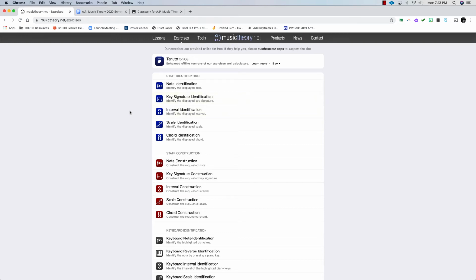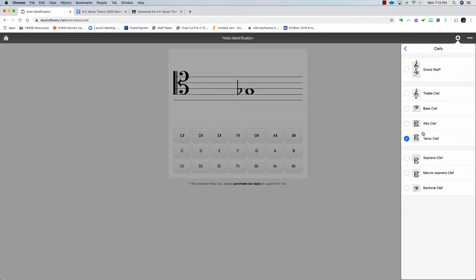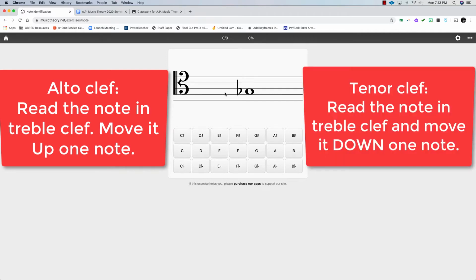Let's look at the tenor clef. I'm going to go to Note Identification and make sure that I have tenor clef selected. In the last video we did alto clef, where I asked you to read the note in treble clef and then move it up one. In tenor clef, I'm going to ask you to do the opposite. Read this in treble clef, but move it down one.